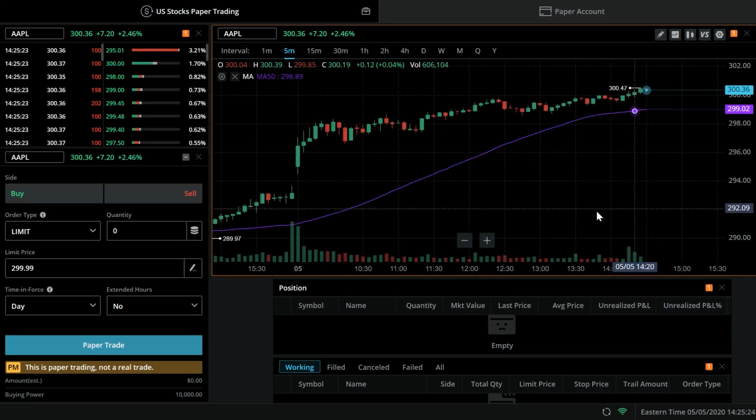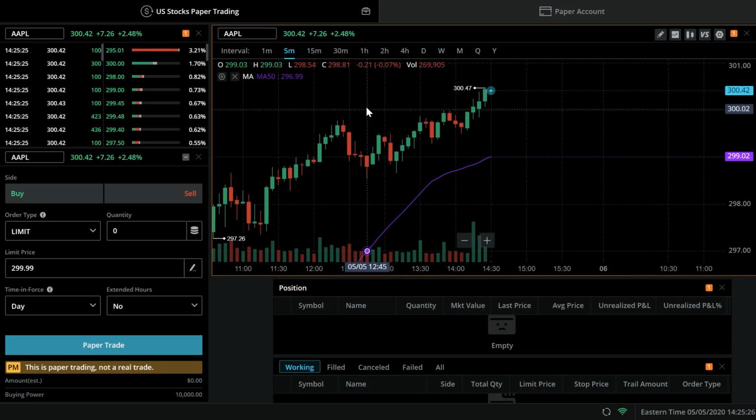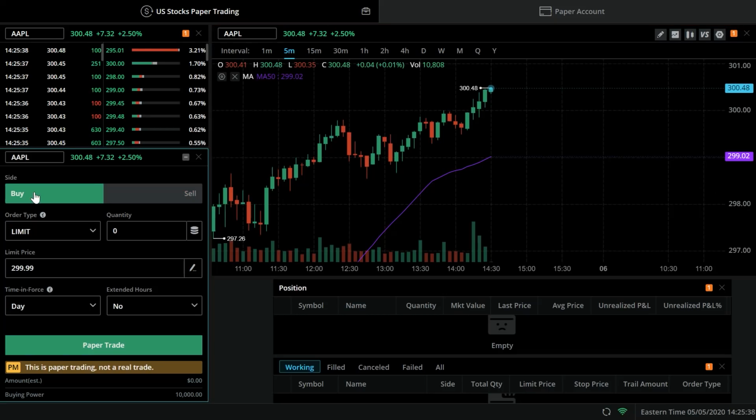Like I said, I'm not saying this is a situation where you would want to buy. But let's just say for whatever reason you think Apple, ticker symbol AAPL, is going to go up. Because I think it's going to go up, I'm going to come down here and click buy. Look how easy that is.